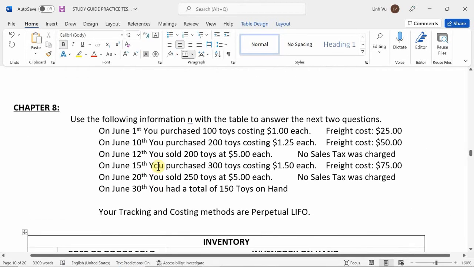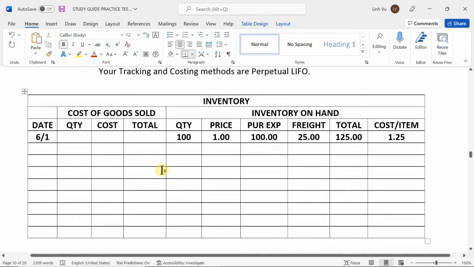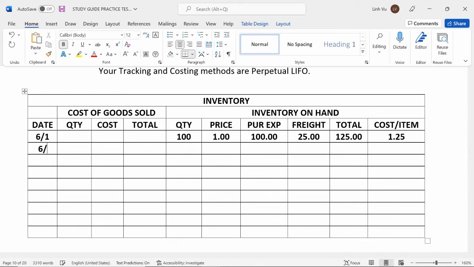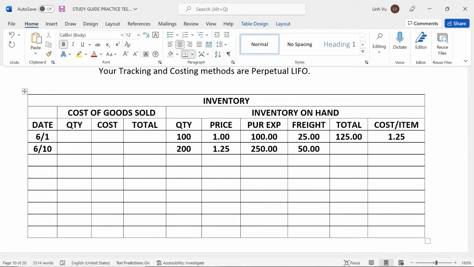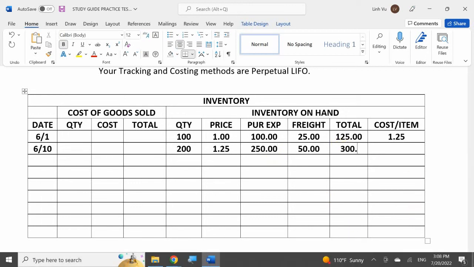June 10 rolls around and you end up purchasing 200 toys costing $1.25 with a freight of $50. So once again, we are purchasing, so no selling. We bought 200 units at $1.25 with a freight of $50. So in this case, purchase price $250, plus $50, 300. Which will give you $1.50 per item.